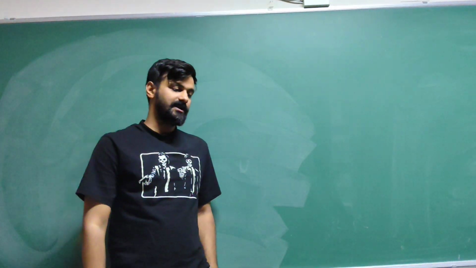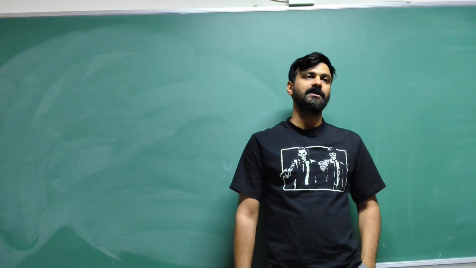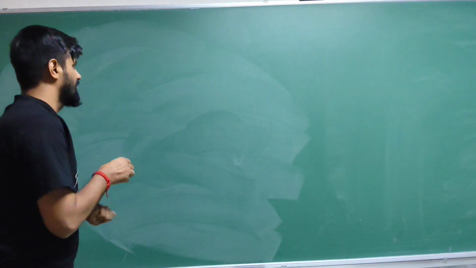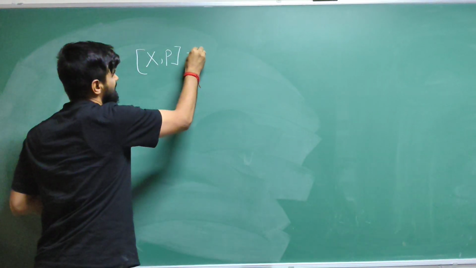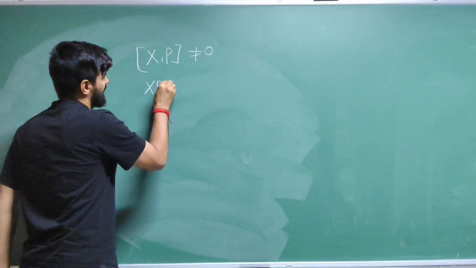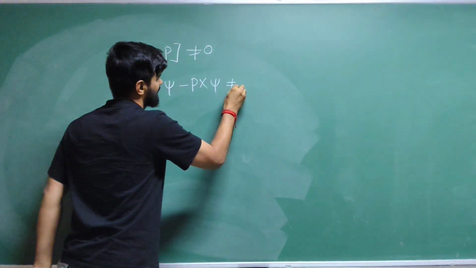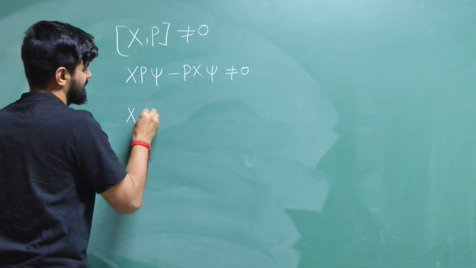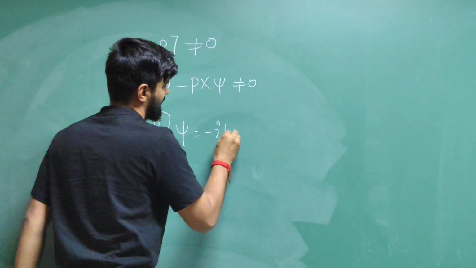In the previous lecture, we have already seen how the position and linear momentum operators do not commute. That's why we have proven that the commutator of the position and momentum operators, x and p, is not equal to 0. If I am talking about x and p, that means xp psi minus px psi will not be equal to 0, and we got that it equals minus i h bar.